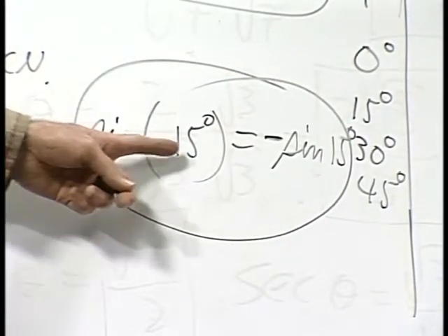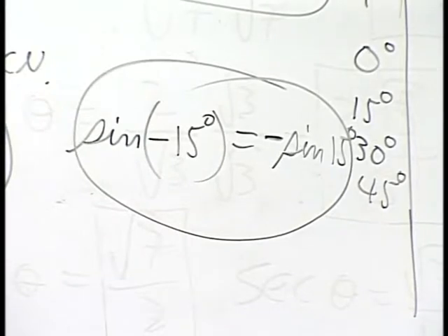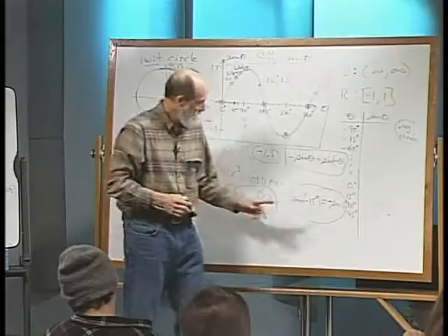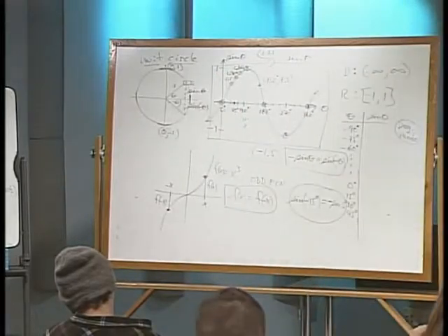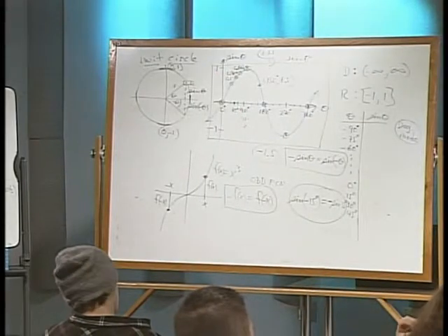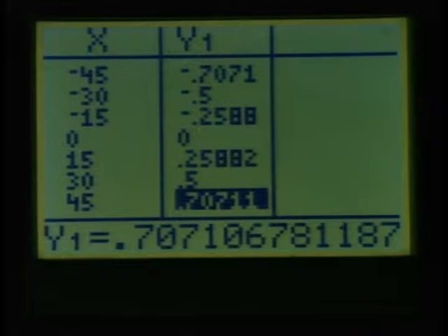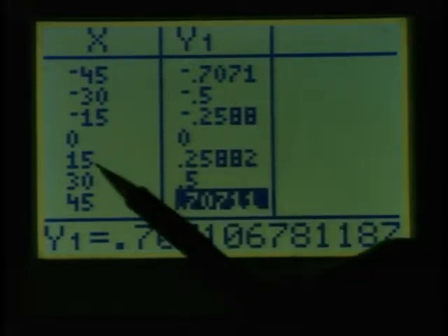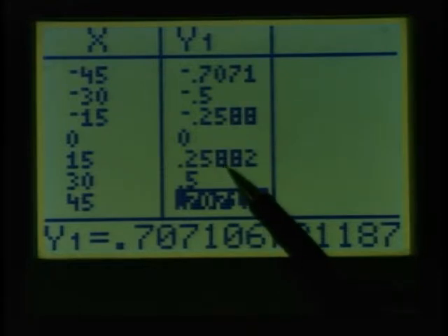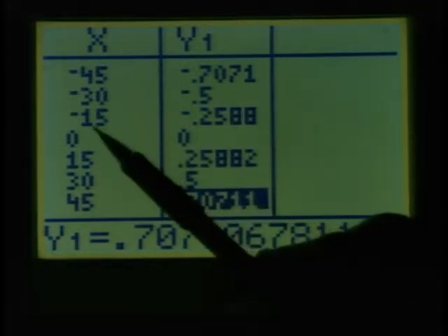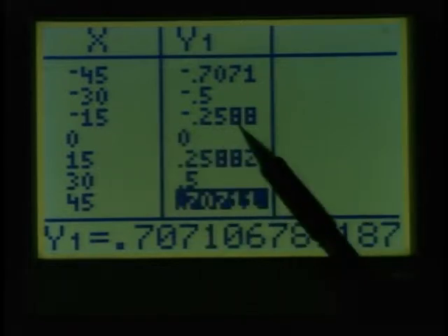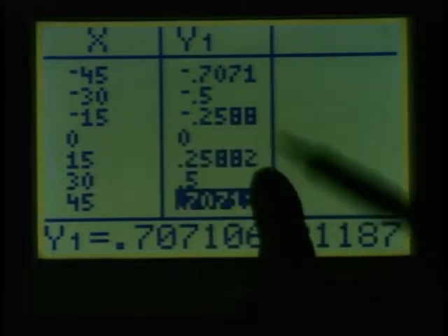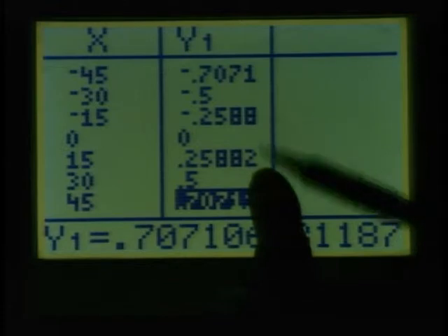And you can see this in our table. So let's go back to the calculator and observe what we saw on the table. At 15 degrees, here's the sine of 15 degrees. And if I go to the negative of 15 degrees, the sine of negative 15 degrees is this value. So if I took the opposite of one of these, I would have the other one.